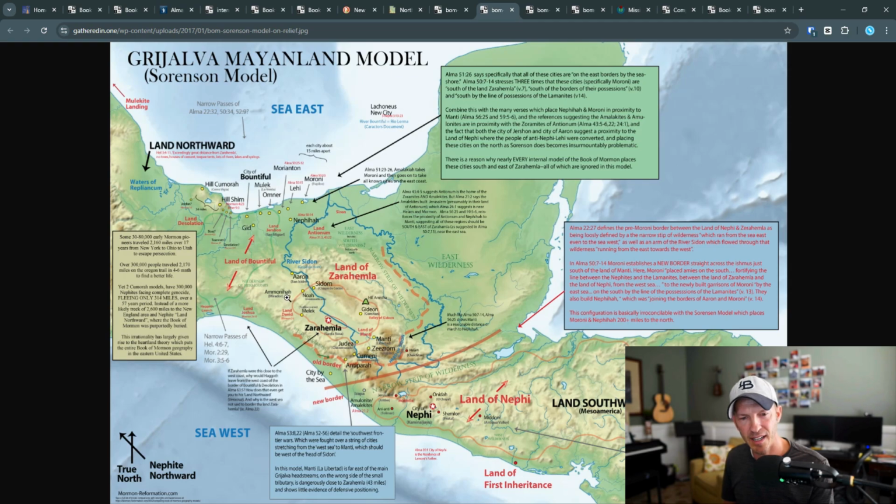So he puts Ammonihah up here, and then he puts Aaron over here, because we know that in Alma's missionary journeys, he travels between Aaron and Ammonihah. So we know they're in fairly close proximity, right? But in the verse we just read, it says that Nephihah was built between Moroni and Aaron. So that's why he's putting it like that.